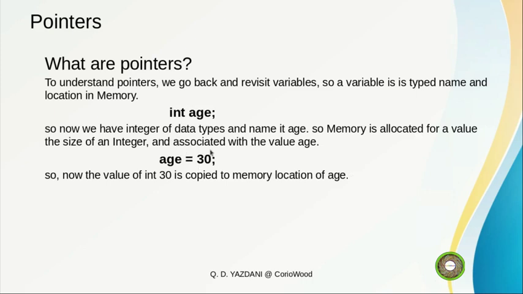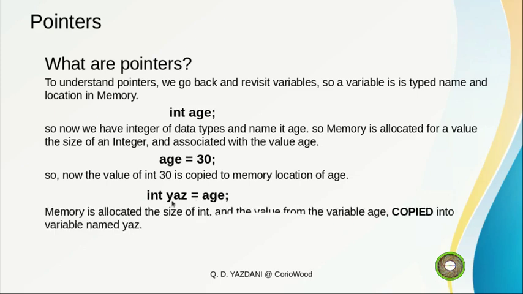One thing you need to remember, this is very important. I'll repeat this again. To understand pointers, we go back and revisit variables. A variable is a type, a name, and a memory location, int age. We have an integer data type and name it age. Memory is allocated for the size of an integer and associated with age. Now we assign 30. Keep in mind, this age is an int, it has a data type of int, so the computer knows it's an int. 30 is copied to the memory location of age.